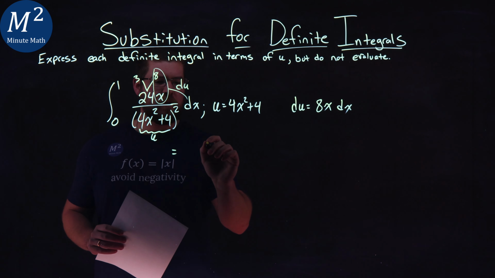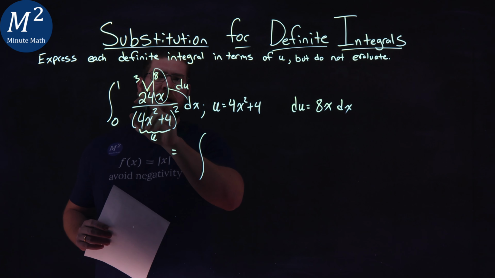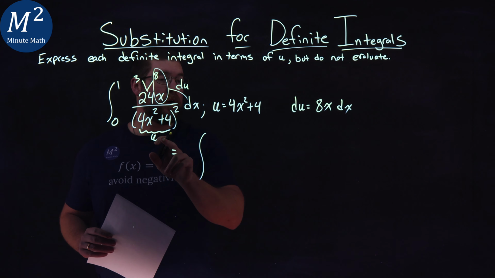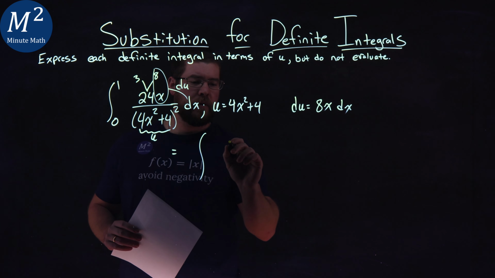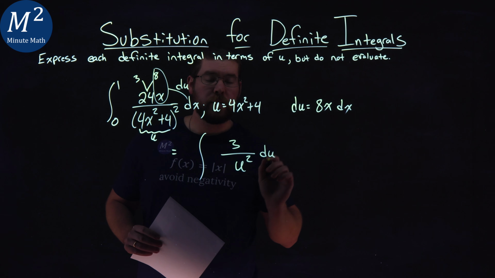So we can rewrite this integral. Don't worry about the bounds yet, from 0 to 1, ignore that. And we have a du value, 8x dx, and a u value down here of 4x squared plus 4. So we have a 3 left in the numerator, 3 over u squared du.